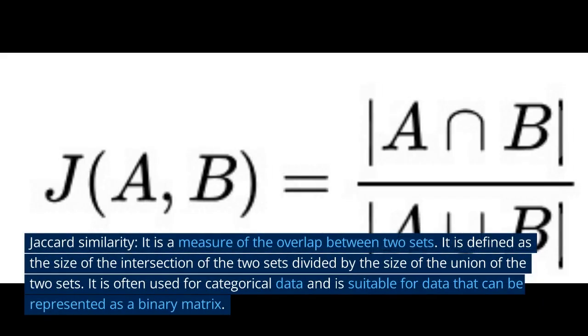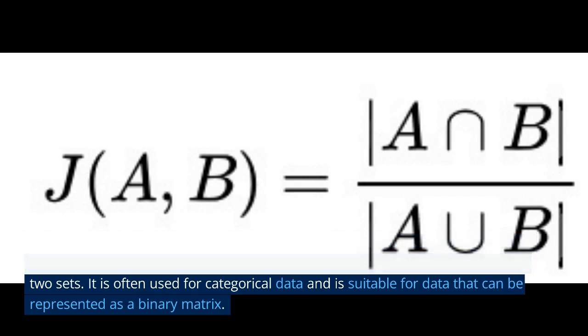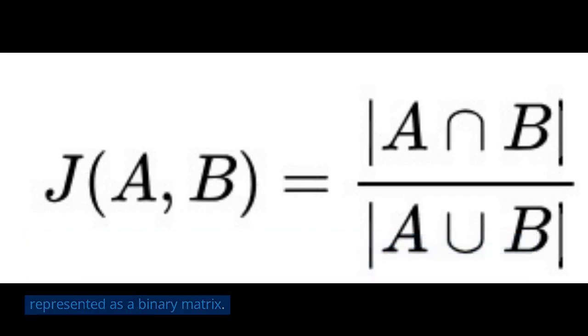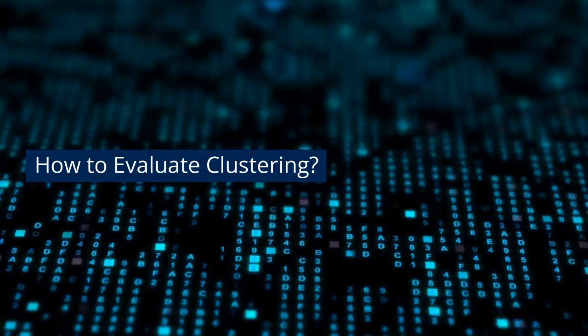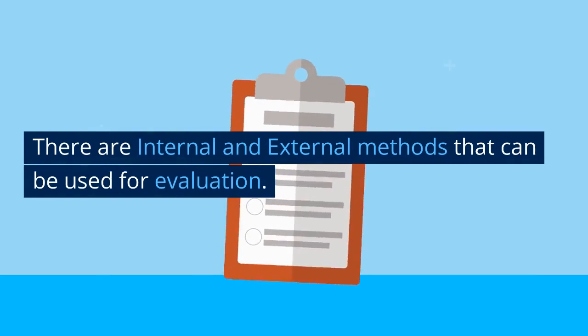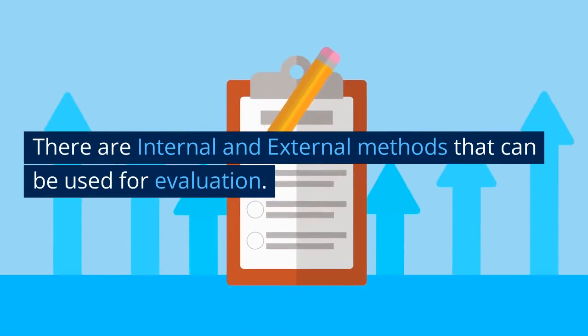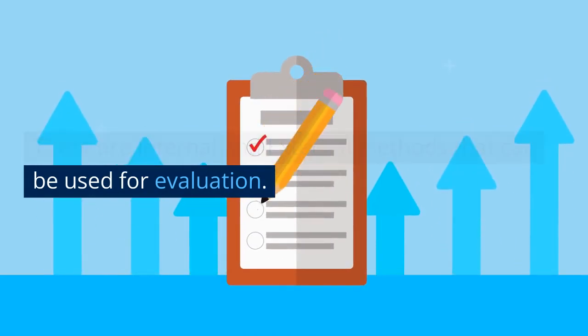Jaccard similarity is a measure of the overlap between 2 sets. It is defined as the size of the intersection of the 2 sets divided by the size of the union of the 2 sets. It is often used for categorical data and is suitable for data that can be represented as a binary matrix. So once we have created all the clusters, how do you evaluate it? There are internal and external methods that can be used for evaluation.